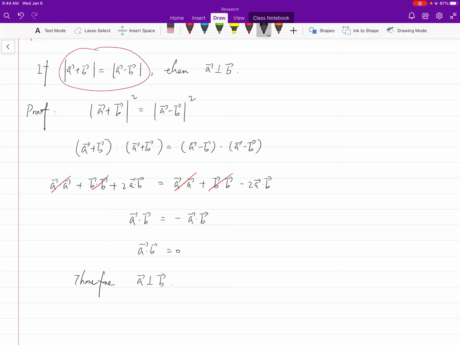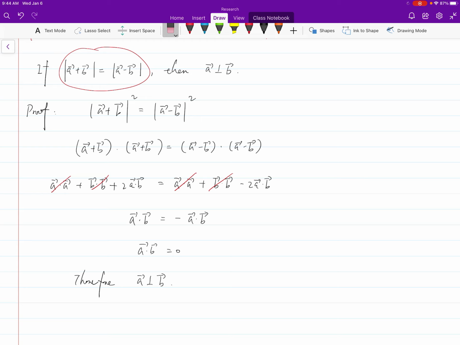Sounds good? It's very easy. It's almost the same as when you do the numbers. A plus B squared equals A minus B squared must imply A dot B equals 0. Right? It's the same algebraic expressions, so it's very easy to write this proof. It's almost boring to write this proof.